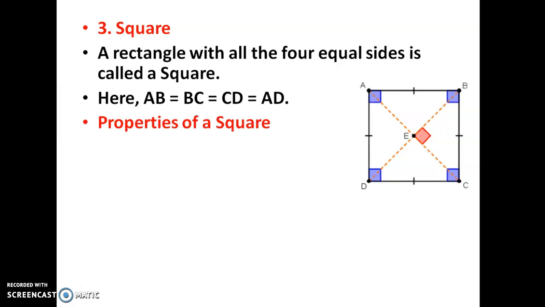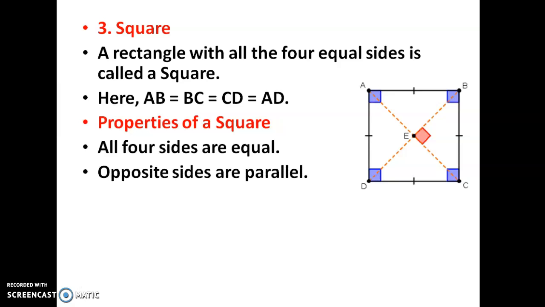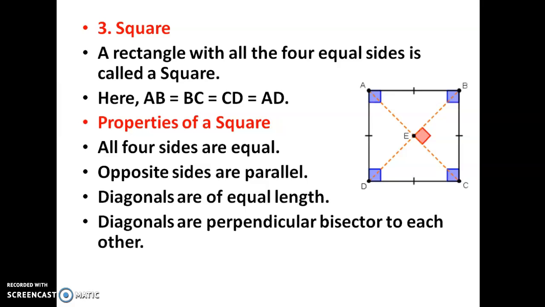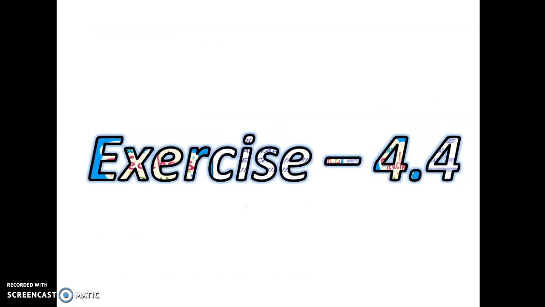Properties of a square. All four sides are equal. Opposite sides are parallel. Diagonals are of equal length. Diagonals are perpendicular bisectors of each other. So in a rectangle the diagonals bisect, but in a square they are perpendicular bisectors, because it has 90 degrees here and it will divide into two equal halves. All four angles are 90 degrees. Okay, these are the properties of a square.